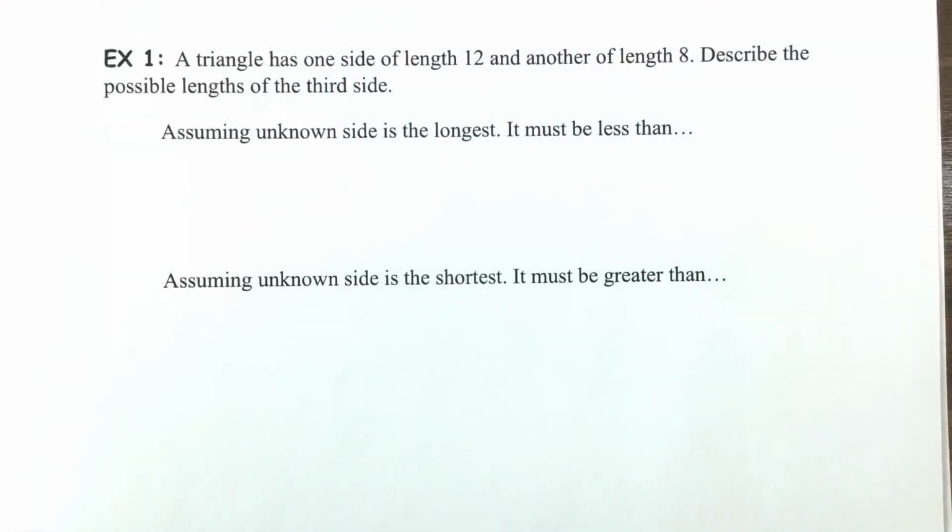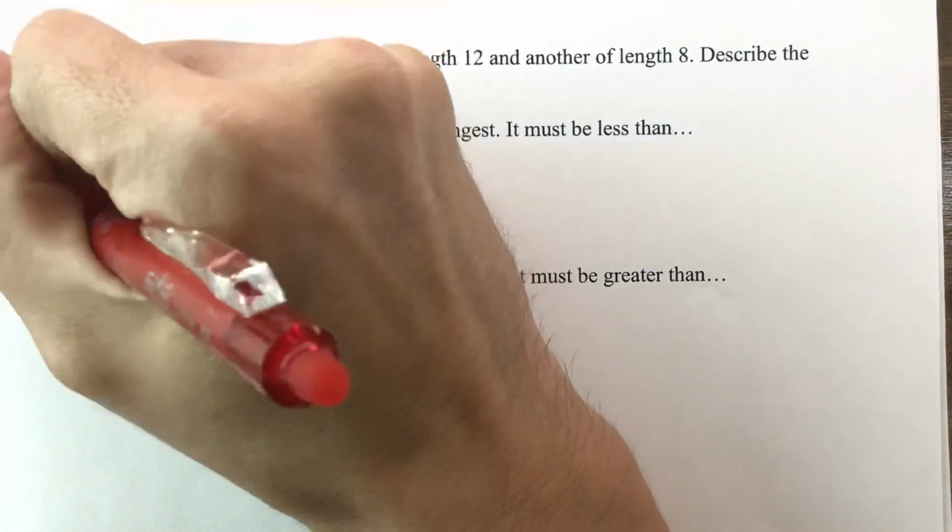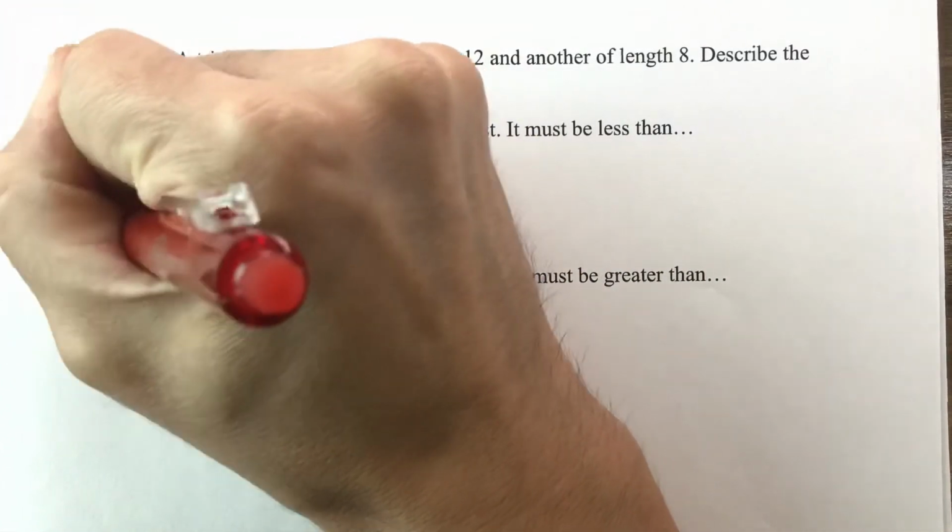Example 1: a triangle has one side length of 12 and another length of 8. Describe the possible lengths of the third side. We know two sides, but we don't know the other one. There's a range of values that it could actually be, meaning it can't be super long because you wouldn't be able to build a triangle, and it also couldn't be so tiny that you couldn't close this off as a triangle. Let's do a real simple sketch here.